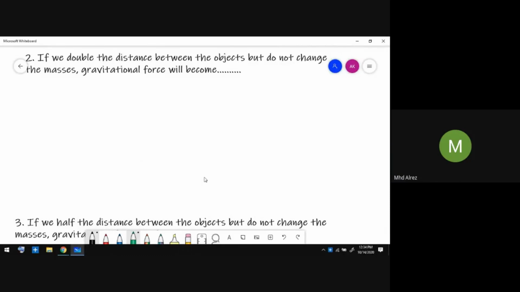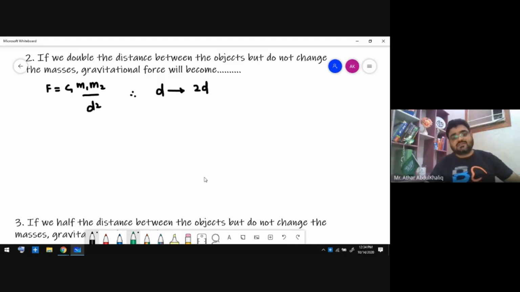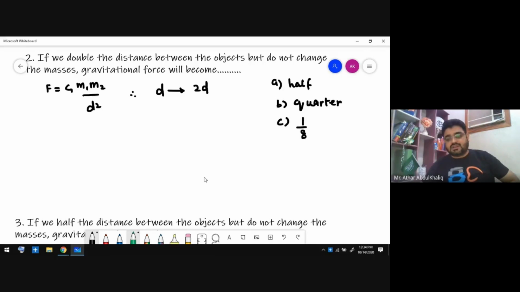If we double the distance between the objects but do not change the masses, gravitational force will become. Wait, if this is 1 over 2, then it's 1 over 4. It will be less, but how much? Let me give you the options. Will it become half? Will it become a quarter? Will it become 1 over 8 times? Will it become 1 over 16 times?